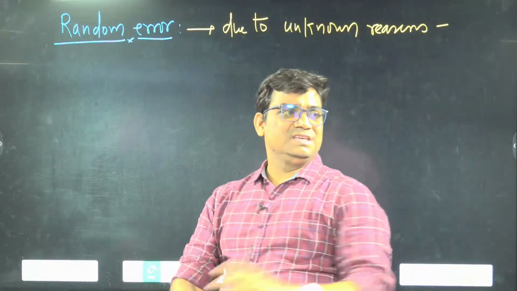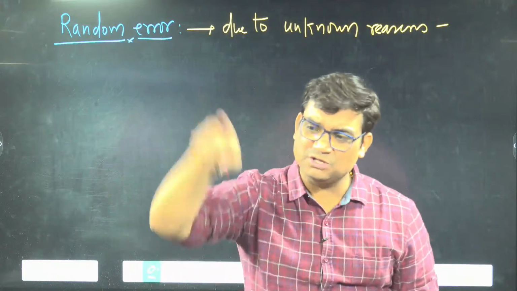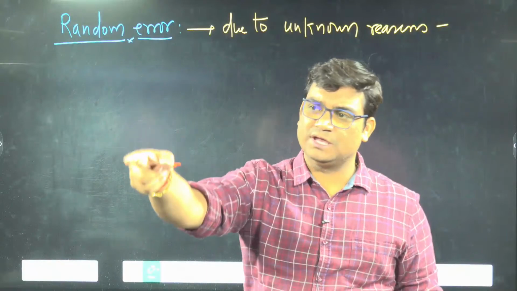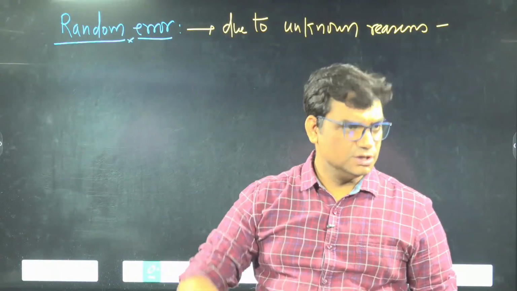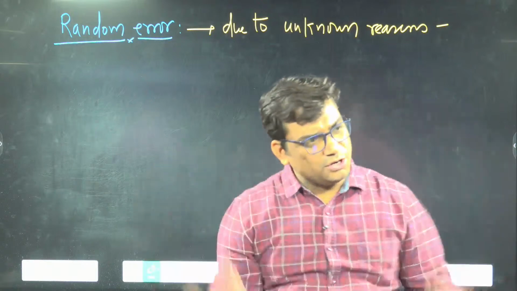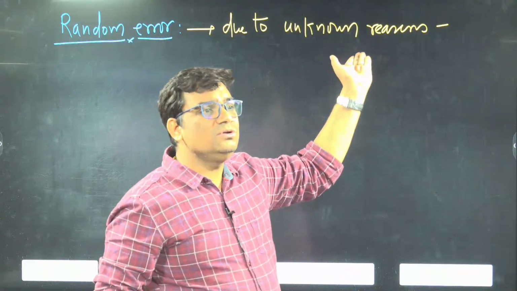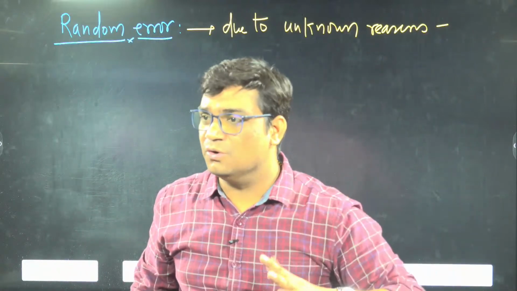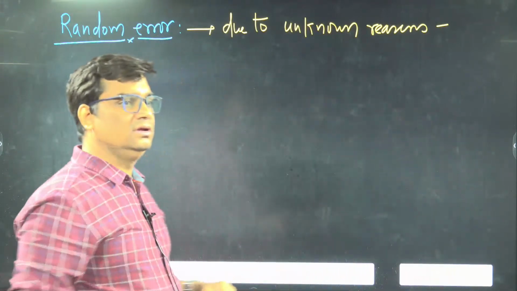Now if these are coming due to unknown reasons: if you know the problem is with the instrument, you are going to replace it. Problem with the humans, either you can give a warning that you have to be careful, or you can replace them. But when you don't know the reason, can you change anything? What changes will you make here? Can you make these errors 0? Is it possible for you to make these errors 0? Yes or no?